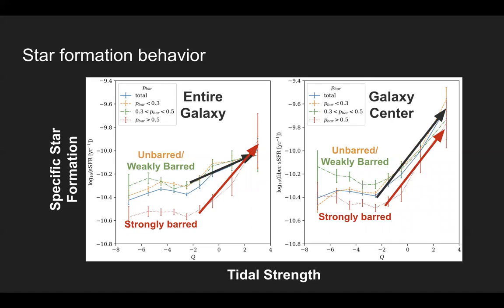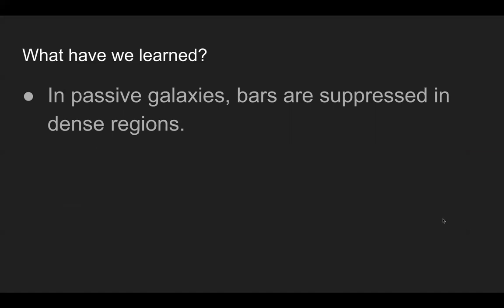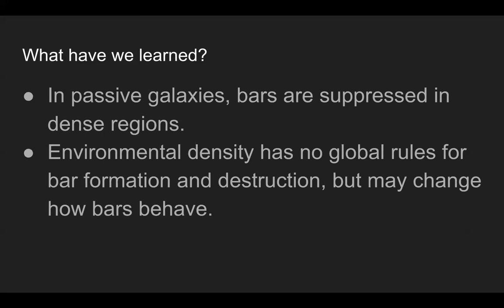So to recap really quickly, what have we learned from these data? Well, in passive galaxies, ones that are not forming many stars, bars tend to be suppressed in these denser regions. However, there is no global rule that connects the environmental density and the likelihood of having a bar. However, certain other properties of galaxies, like star formation, may change this behavior.